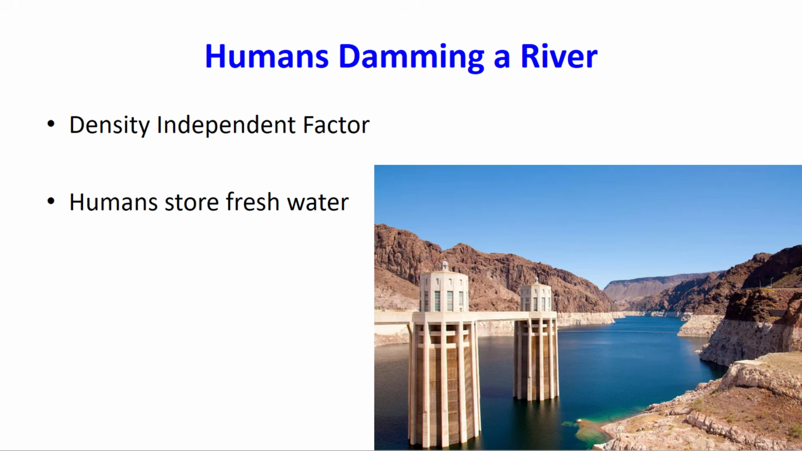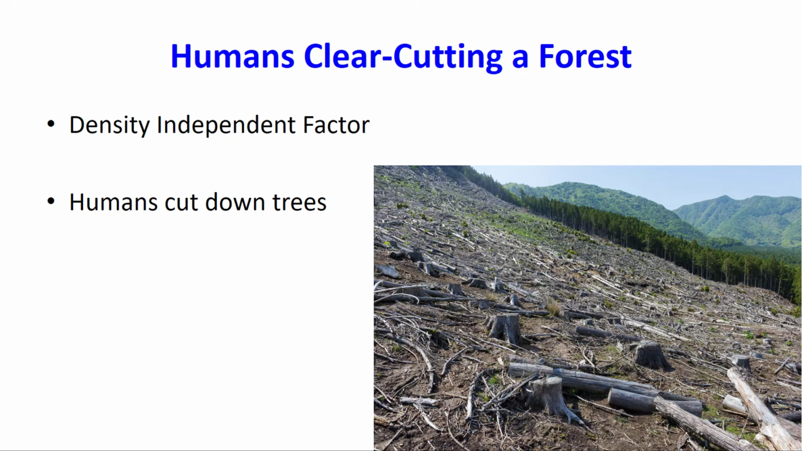Humans, we can take away the water. We can dam it up and use it for ourselves. Well, when we use it up ourselves, guess what? That water is not available for the other organisms. And of course, we're taking away a resource from them. When we take away the water, it doesn't matter if their population is 50 or 50 million, we're taking away their resource.